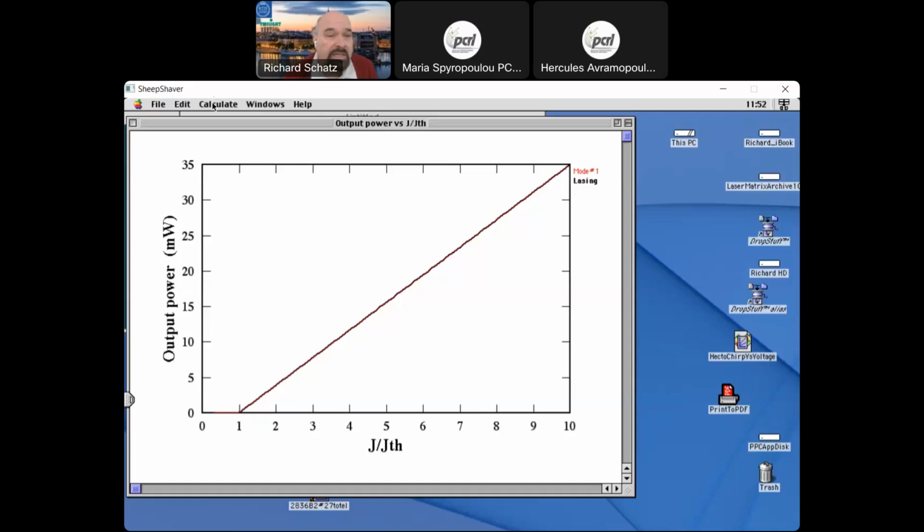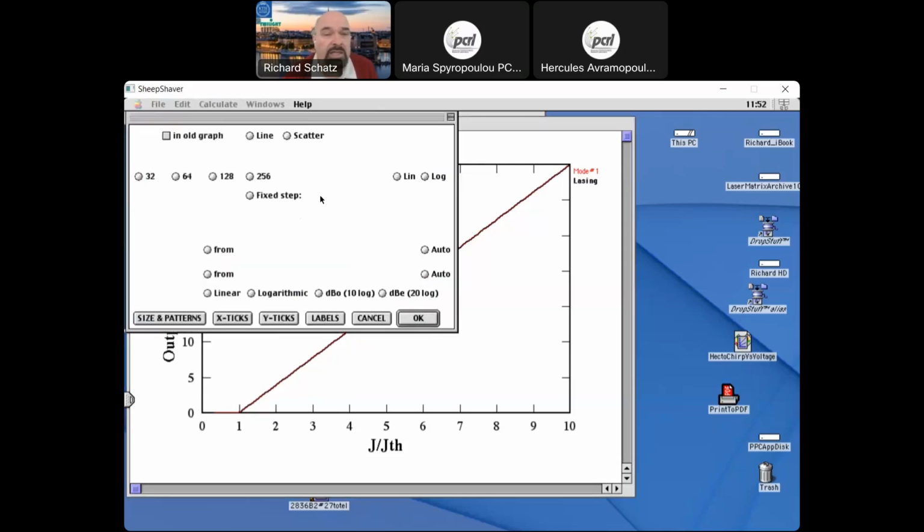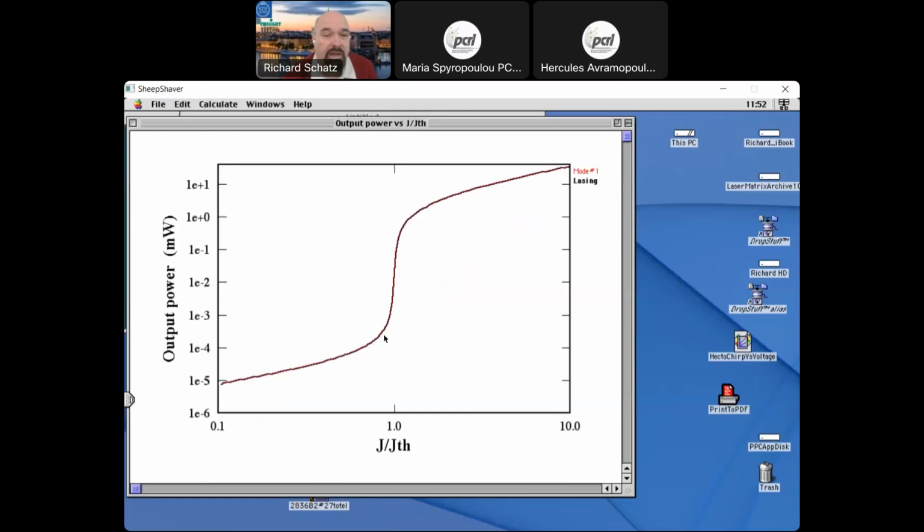Then we can see this instead in log scale. It's interesting. So I just change the scale here to log. And then we can see exactly what happens at threshold, how the output power very rapidly increases here and then increases here.